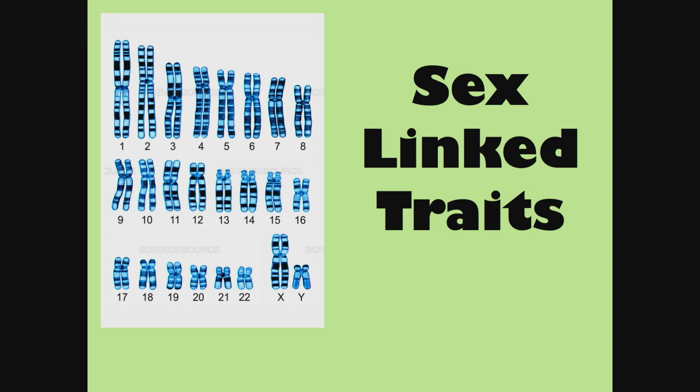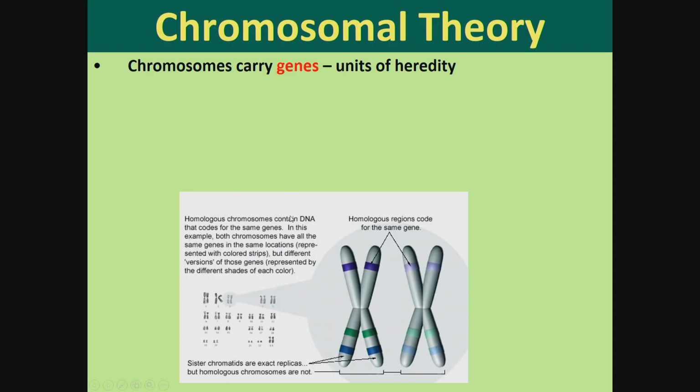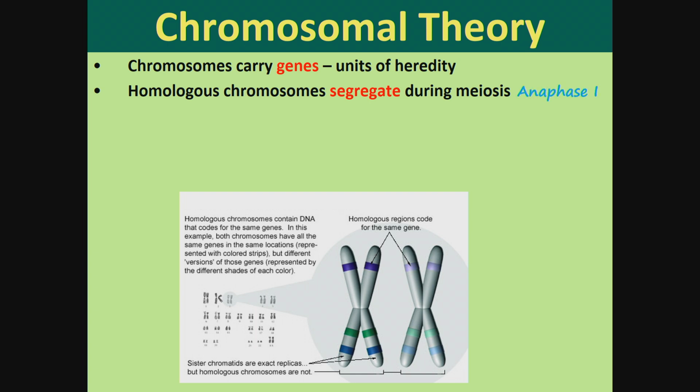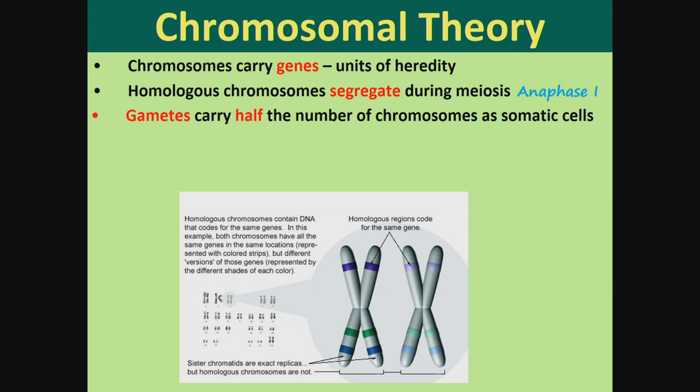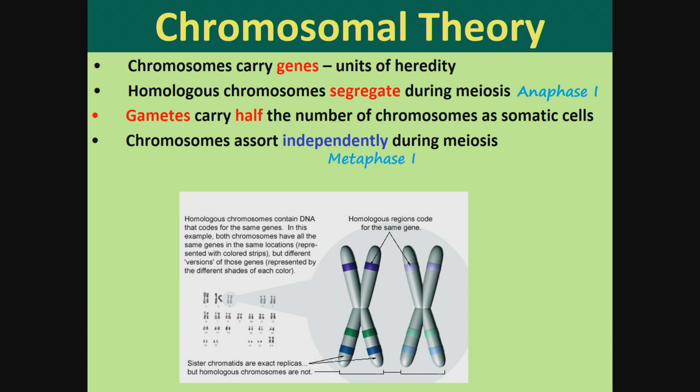Sex-linked traits are found on the X and Y chromosome. The chromosome theory states that chromosomes carry genes, which are units of heredity. Homologous chromosomes segregate during meiosis. This is during anaphase 1 and results in gametes that carry half the number of chromosomes as somatic cells, or they are haploid. Chromosomes assort independently during meiosis. This is during metaphase 1 and results in variation in the gametes.